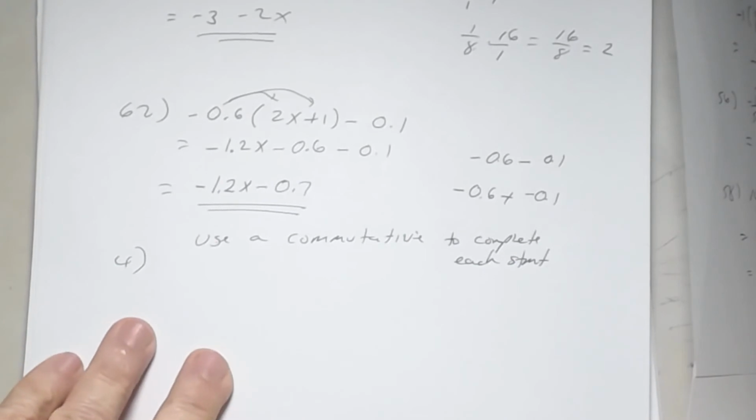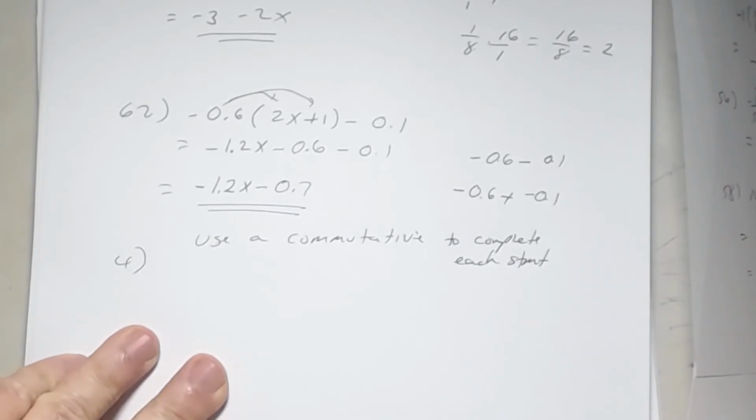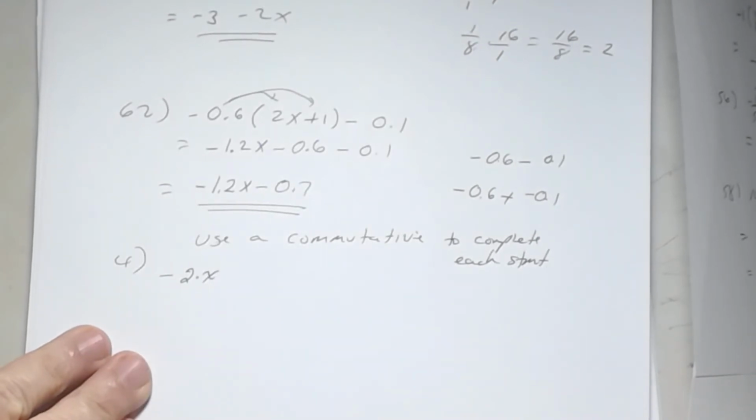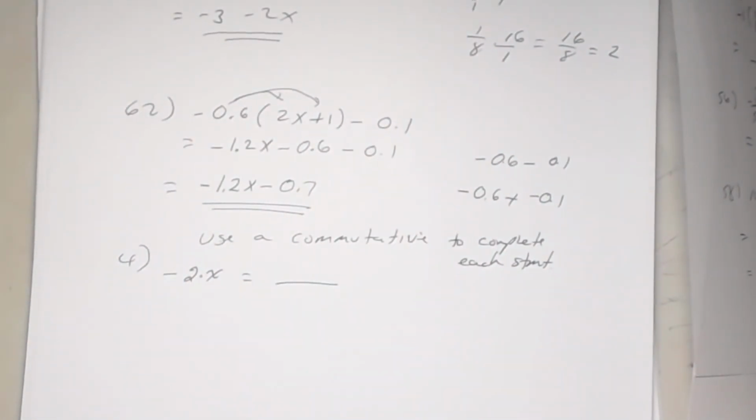So number 4, they have something that looks like this, negative 2 times x. And they have that symbol for multiplication in there. And then they have equal blank. So what do you think you'll put in the blank using the commutative property? X times a negative 2.